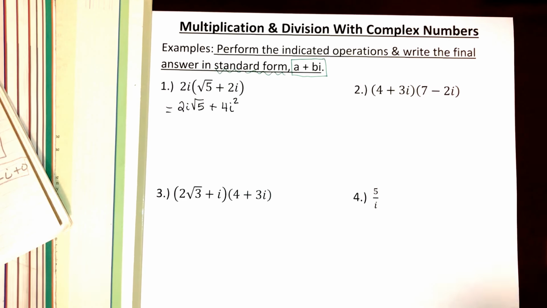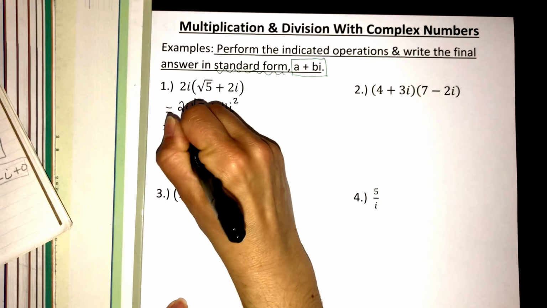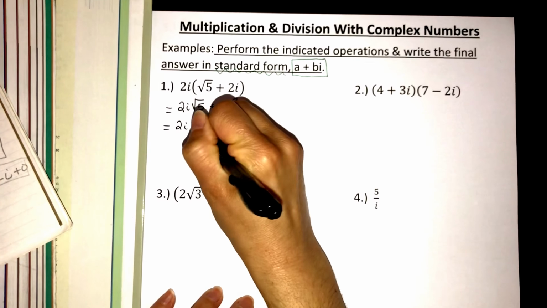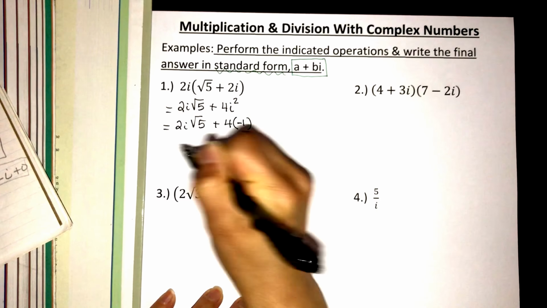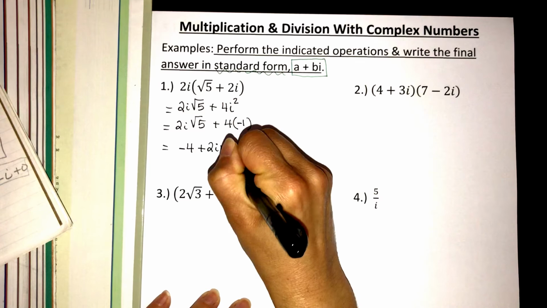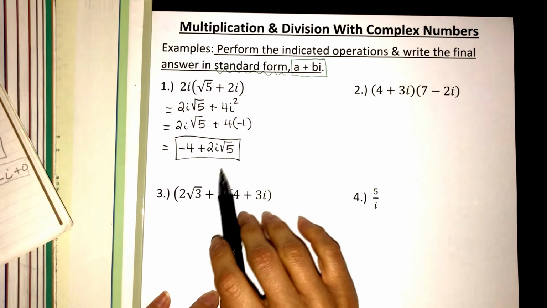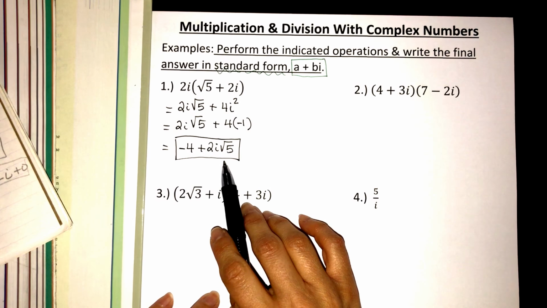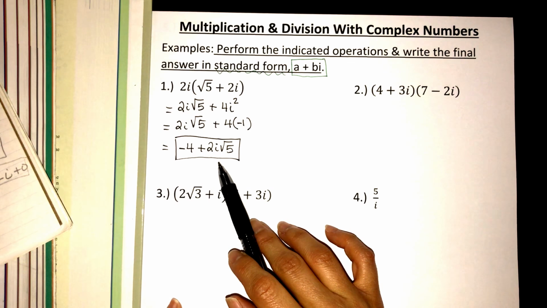And then you need to remember that when you see i squared, you need to replace i squared with -1. And so I'm going to write this as 2i times the square root of 5 plus 4 times -1, and I can write this as -4 plus 2i square root of 5. And that is my final answer. This is in standard form. It's an a plus bi form. I just switched the two terms around, but I have my answer in the correct form.